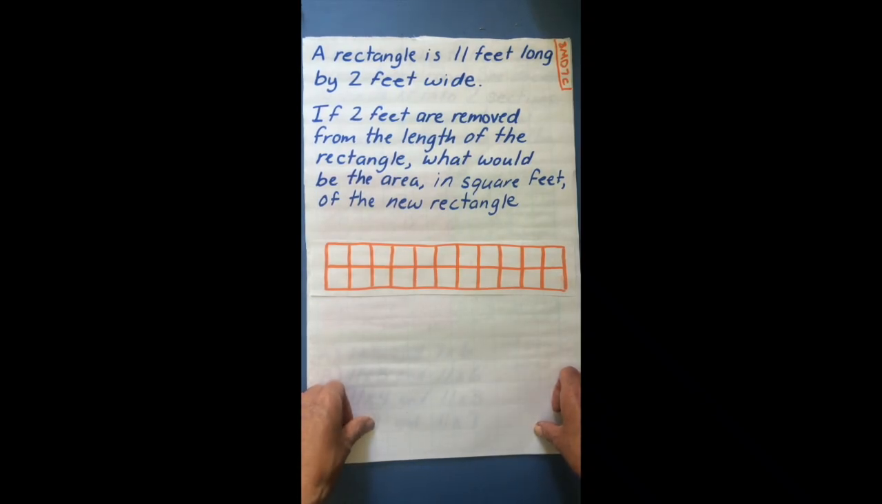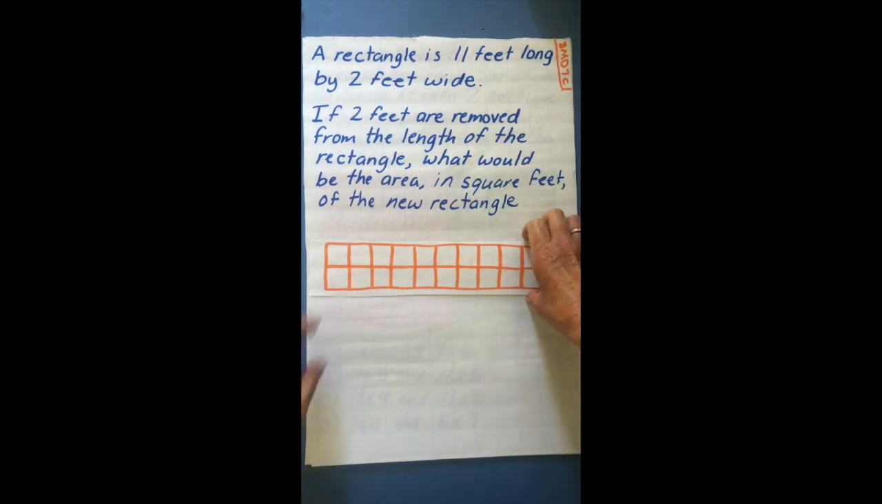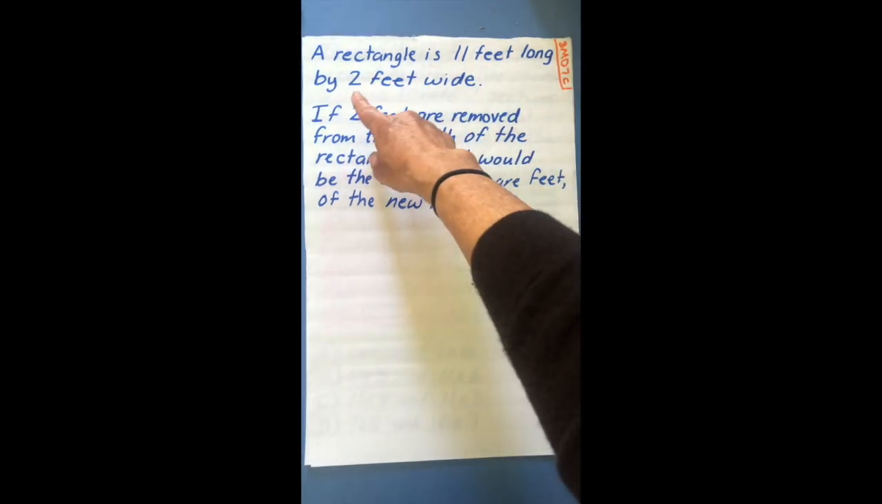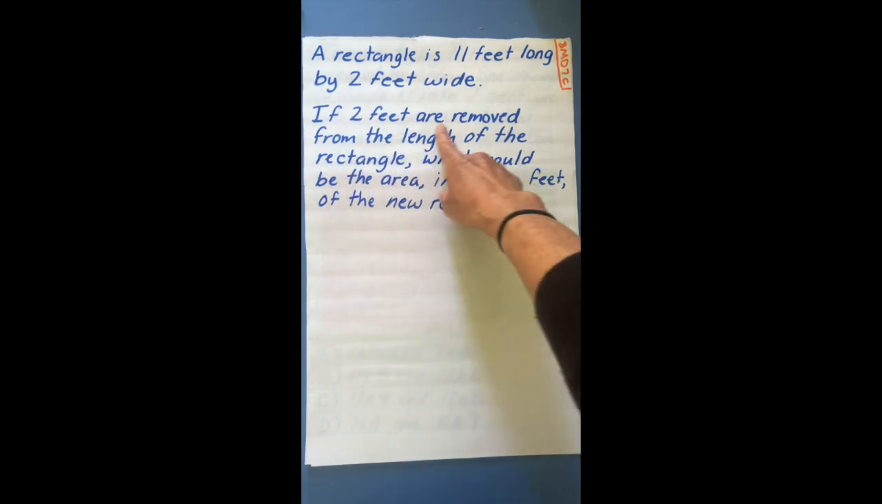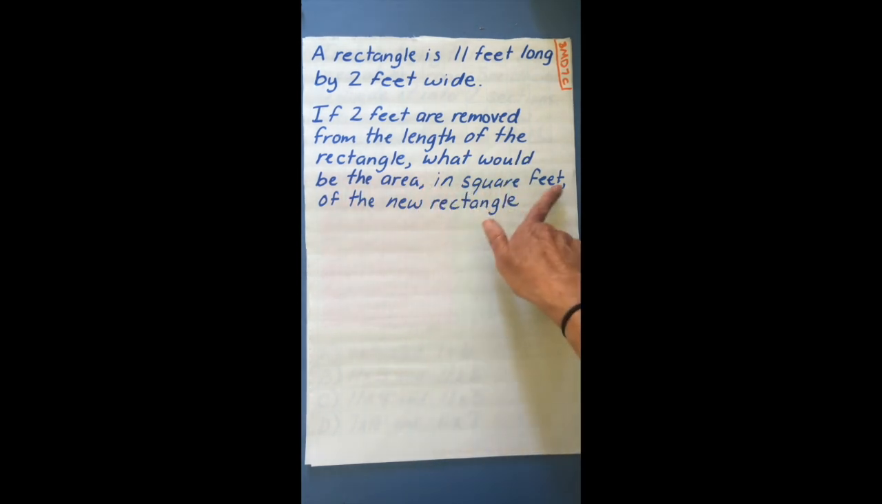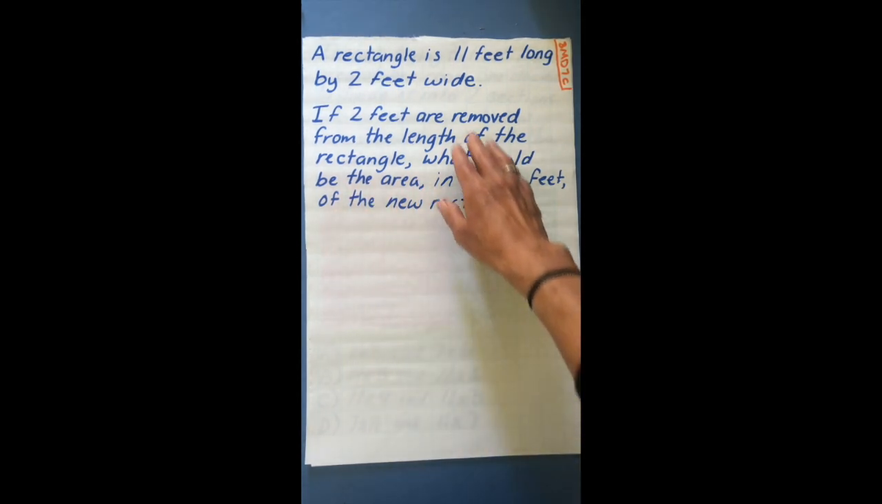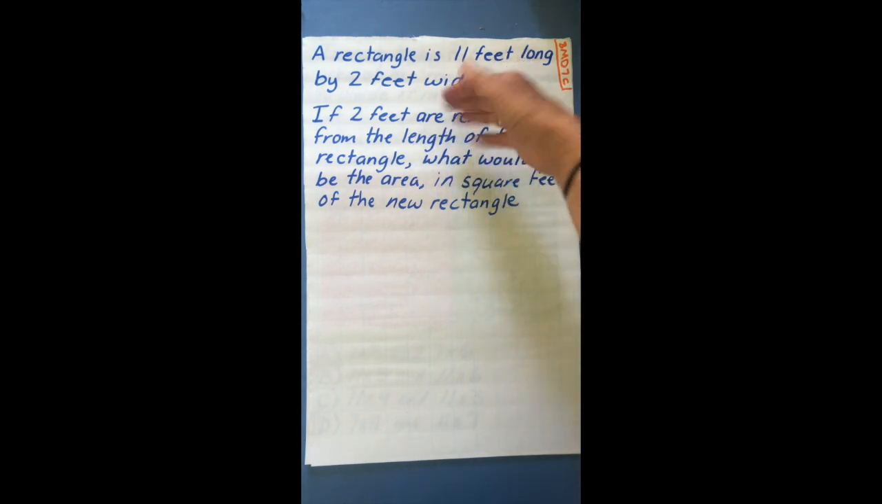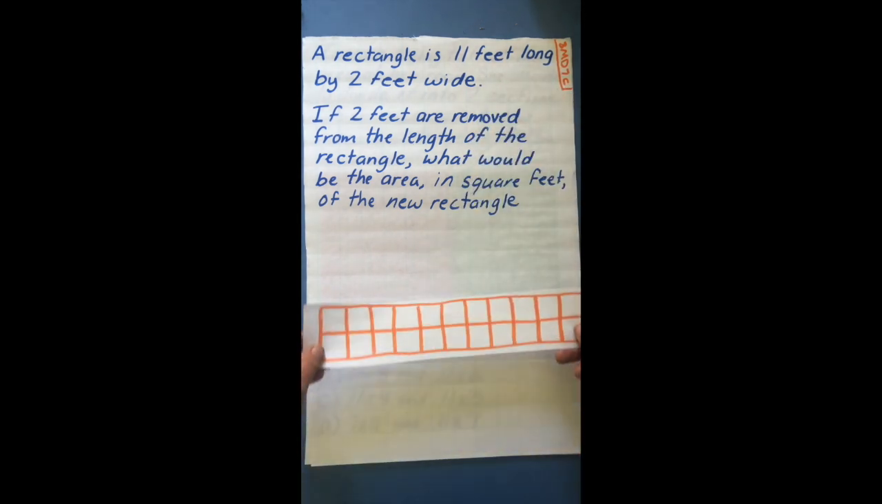All right, this is a lesson on 3MD7C, and it's basically about using a model to prove the area. So, for example, this was the problem. A rectangle is 11 feet long by 2 feet wide. If 2 feet are removed from the length of the rectangle, what would be the area in square feet of the new rectangle? Well, usually in math, you always read each sentence, and each sentence usually tells you something to do, like a direction. So it says a rectangle is 11 feet long and 2 feet wide.